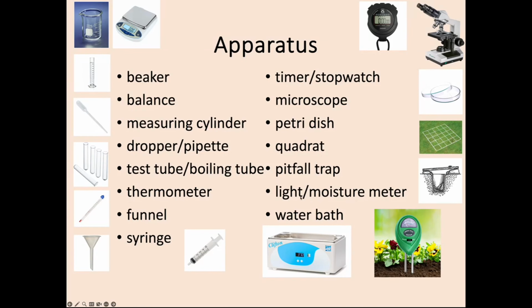A pitfall trap, which is used for trapping and therefore sampling the number of ground living invertebrate organisms within an area. There's the light and moisture meter, which you can see in the bottom right here. This one's a light, pH and moisture meter, so it's got a 3 in 1 there. And what that allows you to do is to measure abiotic factors within an environment, which is going to be useful in terms of determining what might affect the abundance of an organism.